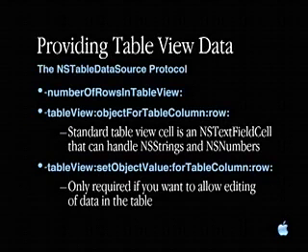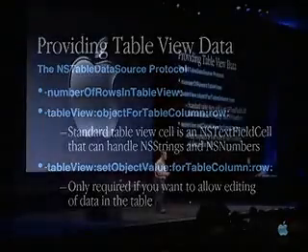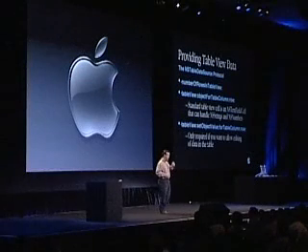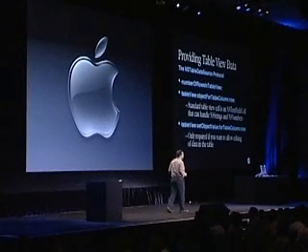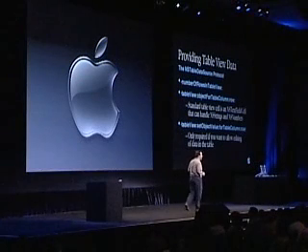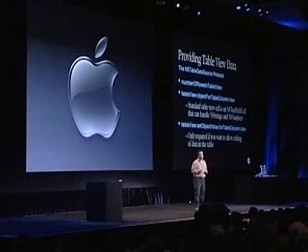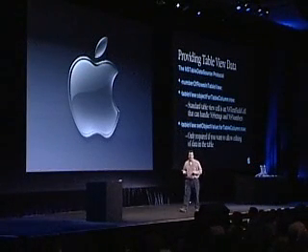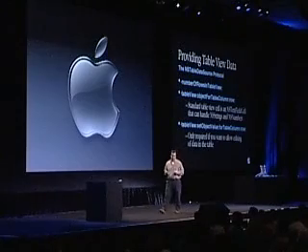So providing table view data: another protocol, another thing that defines a set of methods that you can implement if need be. The one for NSTableDataSource, what an NSTableView consults to get the data it displays, includes two methods that you'll almost certainly have to implement, numberOfRowsInTableView and tableView objectValueForTableColumn row. Now, you can pretty much guess what the first one is supposed to return. The second one can return pretty much any object within the limitations of what the table view can handle.